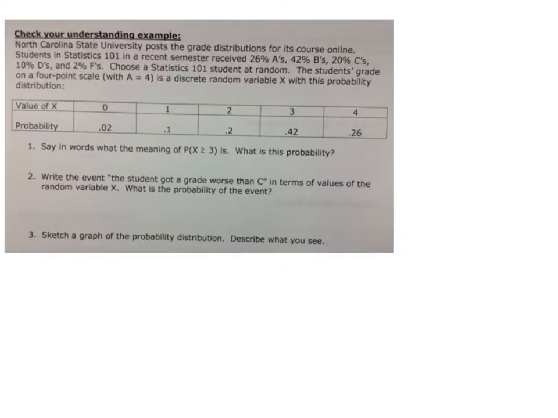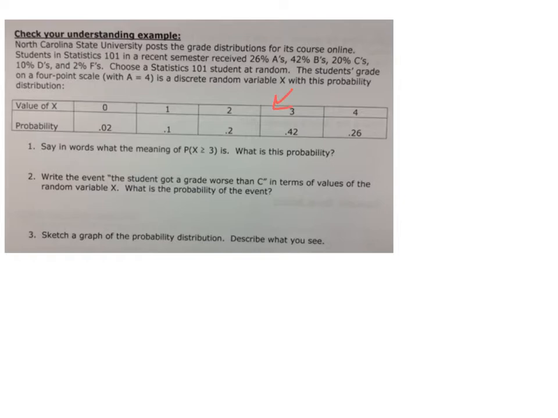North Carolina State University posts the grade distributions for its courses online. Students in Statistics 101 in a recent semester received 26% A's, 42% B's, 20% C's, 10% D's, and 2% F's. Choose a Statistics 101 student at random. The student's grade on a 4-point scale, with A equals 4, is a discrete random variable X with this probability distribution. So you're given your probability distribution here in the table.